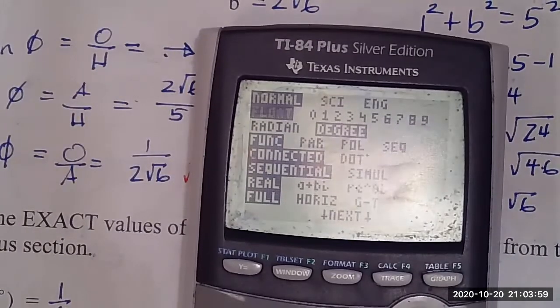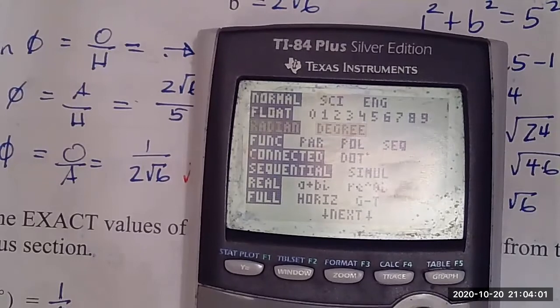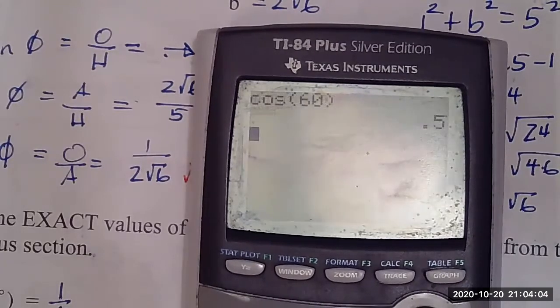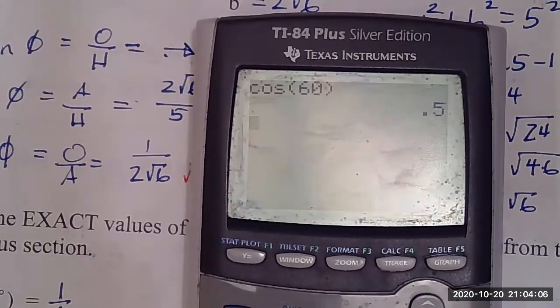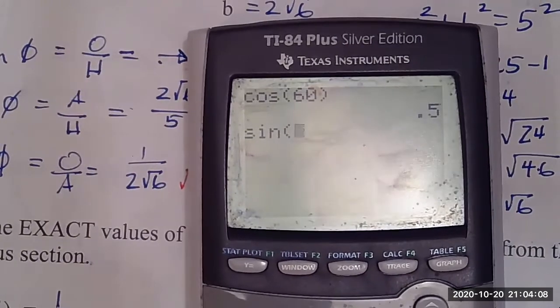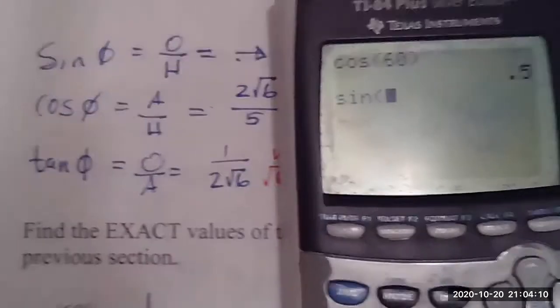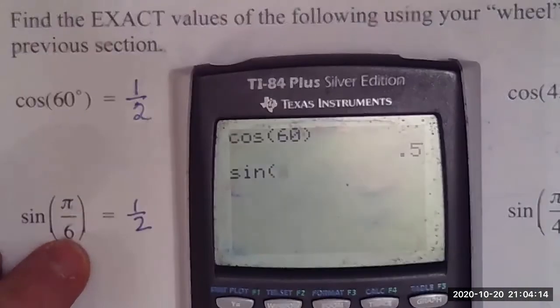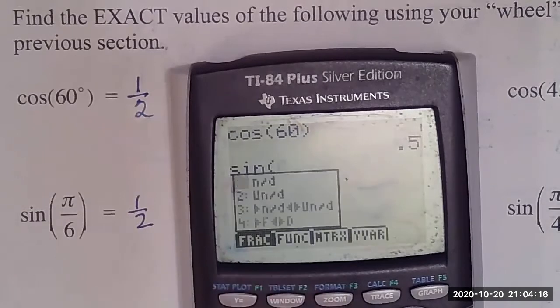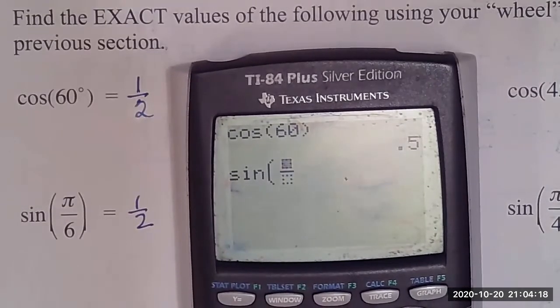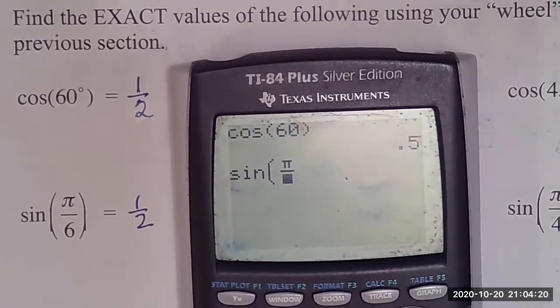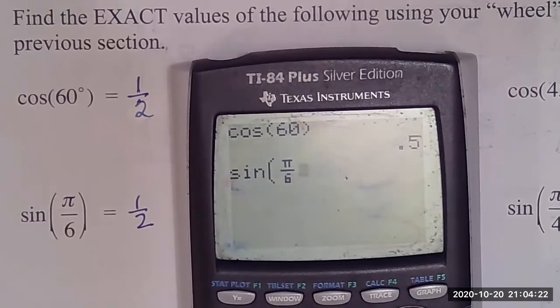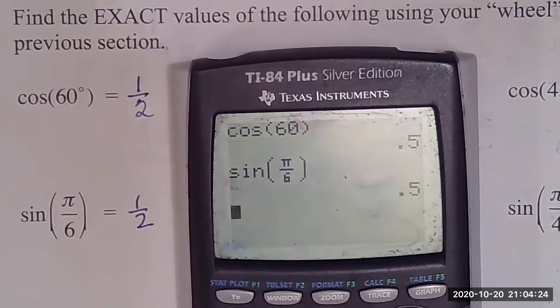Yep, I'm in degrees. So go down here to radians, and I'm going to do sine. Now I have to put in pi divided by 6 down here. See this here, pi divided by 6? So I'm going to put in a little fraction here. I'm going to go pi over 6. Hit enter, 0.5. Yes, it is.